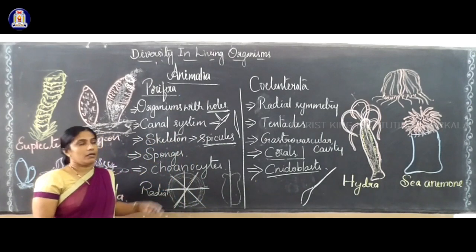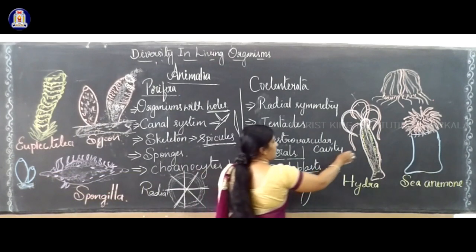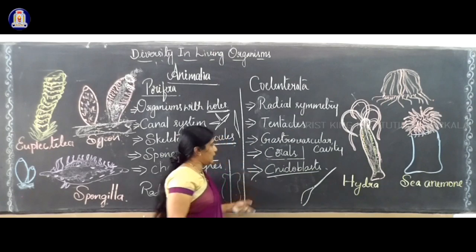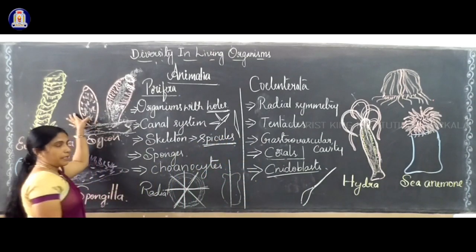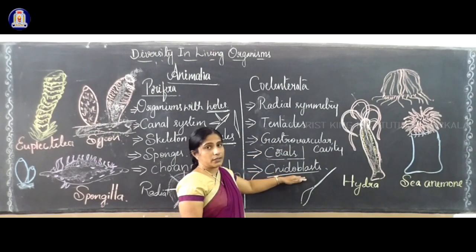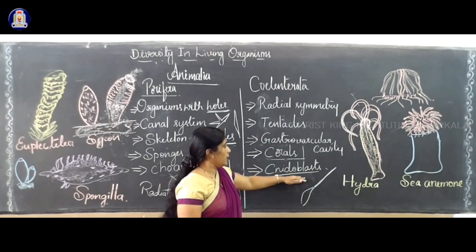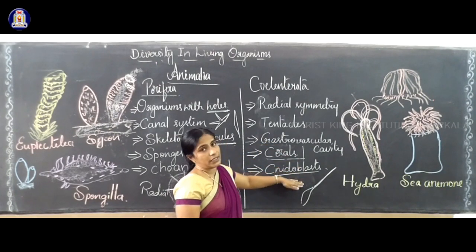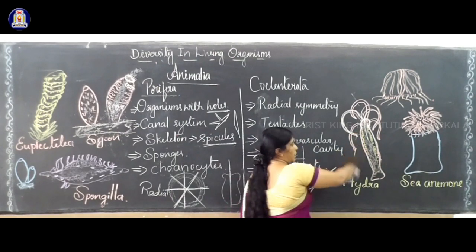Second, in this organism structure, a canal system is present, a gastrovascular cavity is present, and tentacles to defend the organism and take the food easily. Here the diffusion process takes place, with the help of cnidoblasts. They inject organisms and it is very dangerous also. These tentacles are very dangerous.